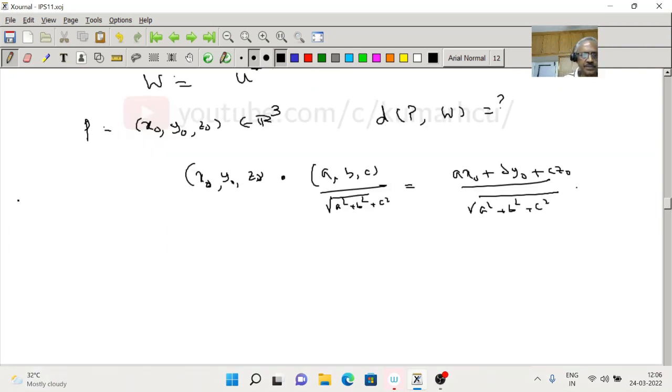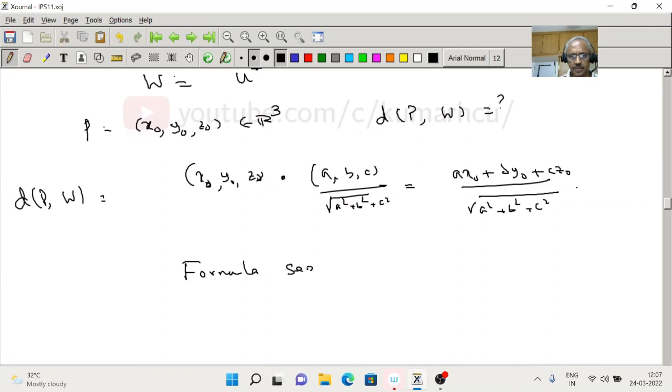Right? Therefore, the distance between P and the plane W is given by this, where the plane passing through the origin is given by ax plus by plus cz equal to 0. Have you seen this formula from your three-dimensional coordinate geometry? This is the formula.